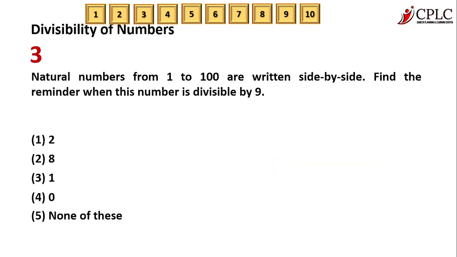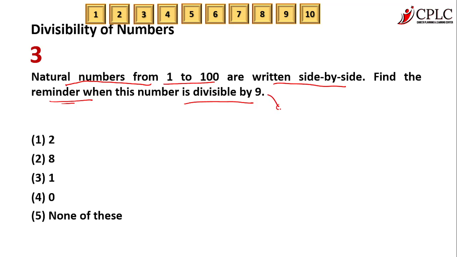Let's look at the third one, which says all natural numbers from 1 to 100 are written side by side. Find the remainder when this number is divided by 9. Now the question is different. Natural numbers from 1 to 100 are written side by side. So now we have to write all 100 numbers, and this becomes an even bigger number. I hope you understand that. And we have to find out the remainder when this is divided by 9.